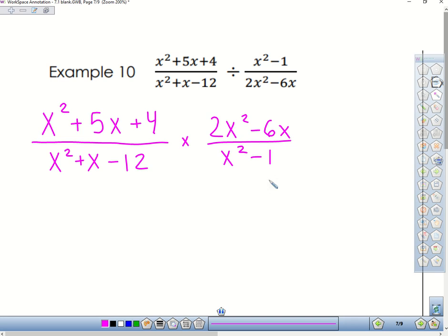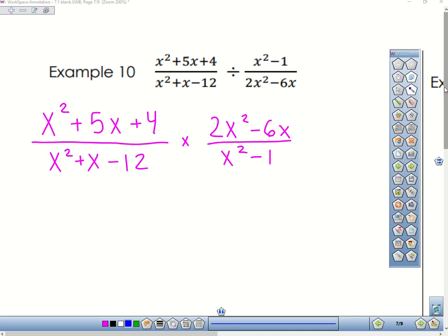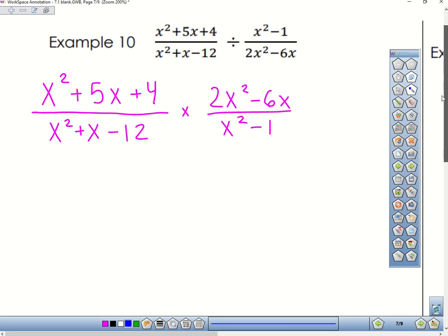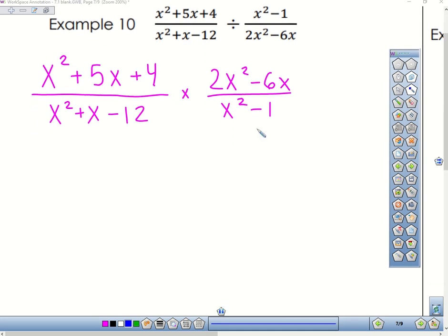Oh, wait, hold on. You change what? Keep the first fraction, change your division sign to a multiplication sign, and flip your second fraction. And now you proceed just as you would with any of the other problems. That's not that bad. No, it's not bad at all, right? Then the restriction is just still the same. You find the restriction the same way, so we're going to have to factor everything here. So we'll just go through and do the whole thing.